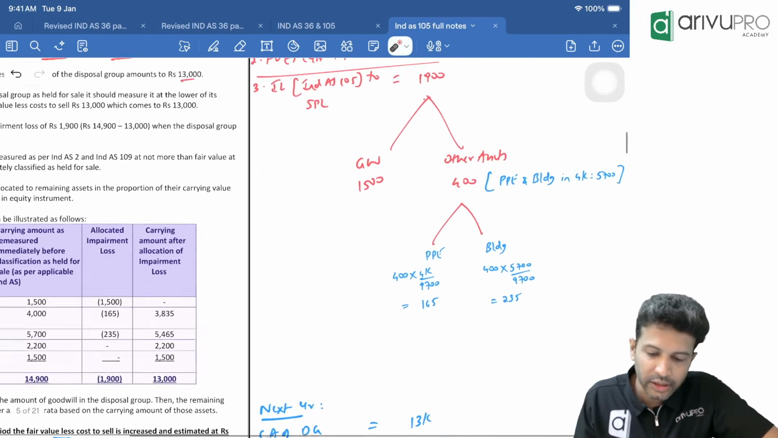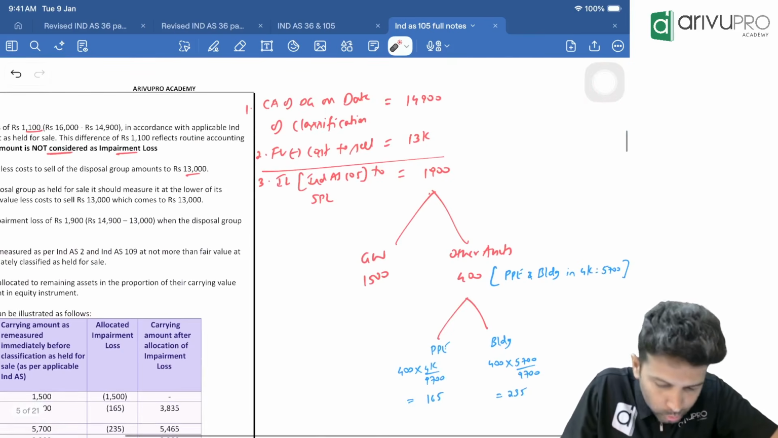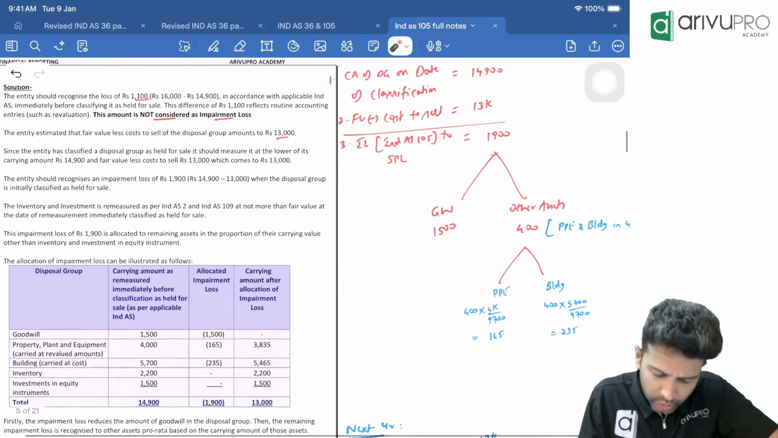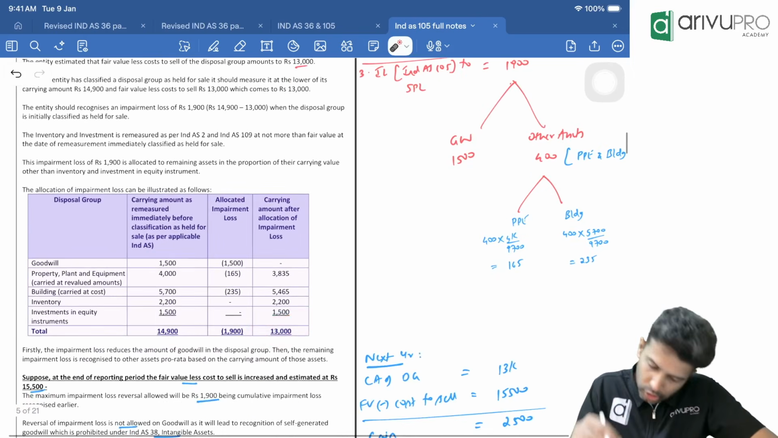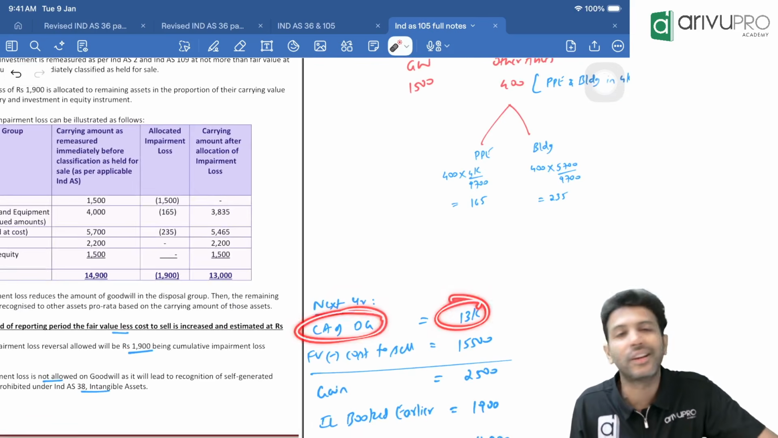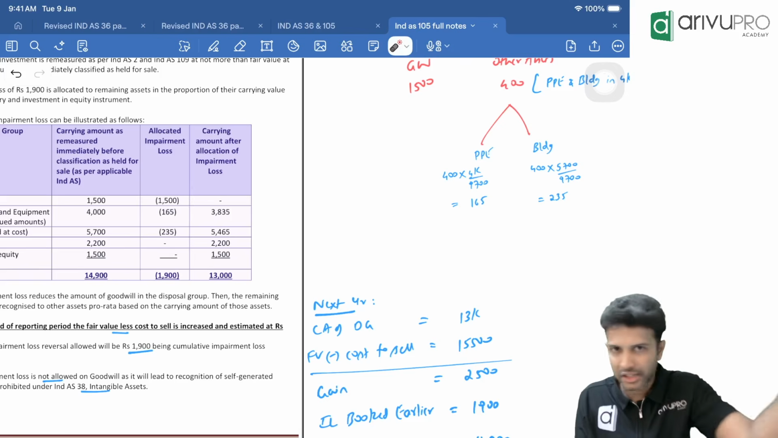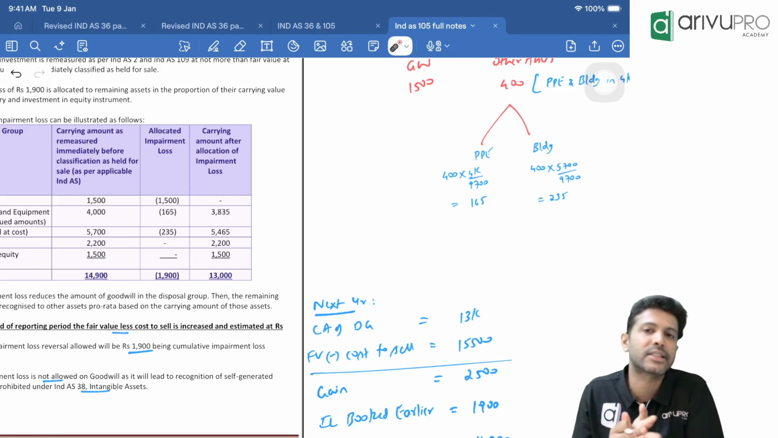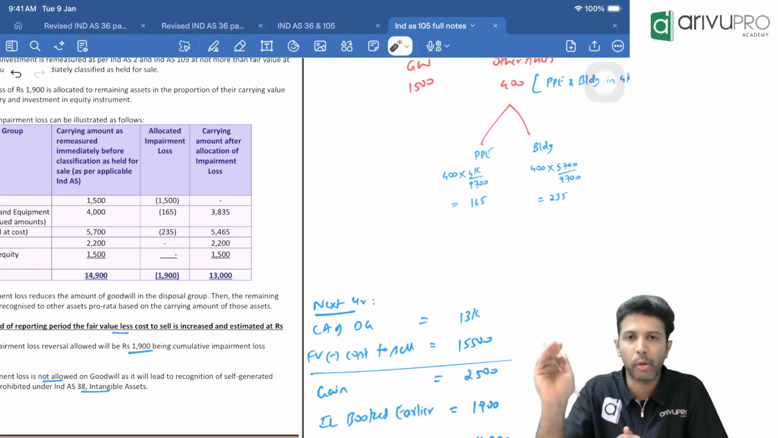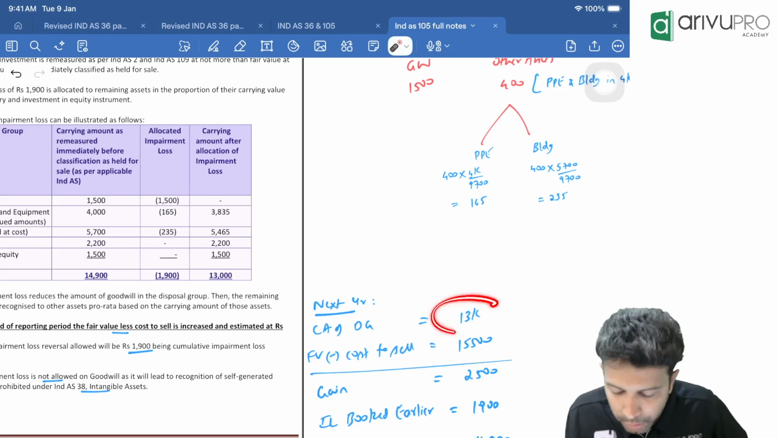So in the initial recognition, what is the carrying amount of disposal group? 4,900 or 13,000, whichever is lower. 13,000, you already know. Here also, this table is giving it. So next, when the reporting period comes, carrying amount of disposal group is 13,000. Depreciation will not come because once an asset gets classified under Ind AS 105, depreciation and amortization stops. So carrying amount will be 13,000.